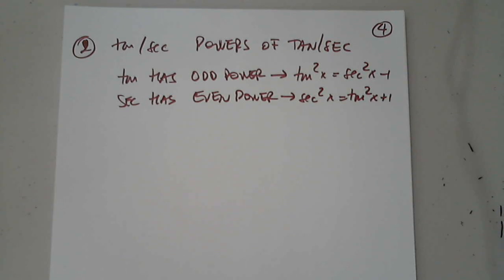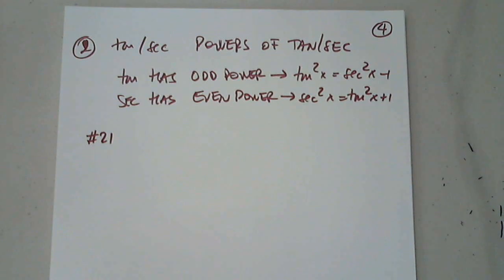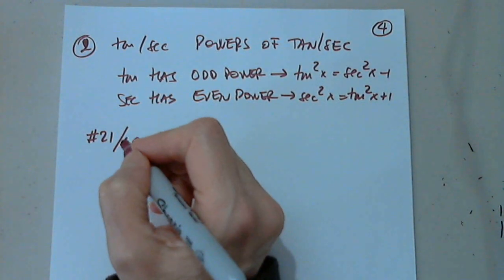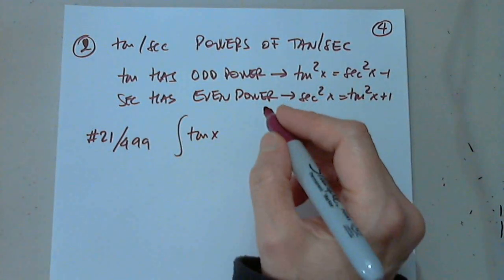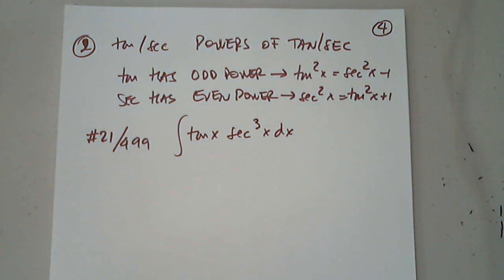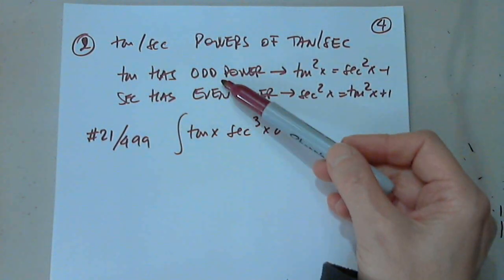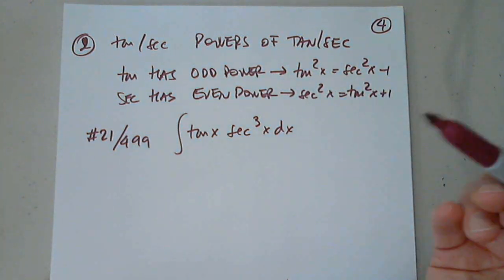Okay, so moving on, let's look at 21. And 21, I think, is on page 499. Yes, it is. And in 21, we have the integral of tangent x and secant to the third x dx. Okay, so let's take a look at this problem. And we notice that tangent has odd power. So I could be thinking of this just in case I need it.